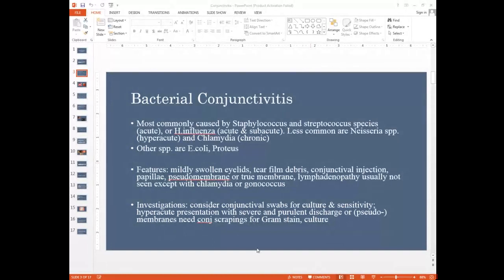The investigations include taking a swab of the conjunctiva for culture and sensitivity, and that is sent for Gram stain and culture. If you have any patients with severe and purulent discharge, they may need scrapings of the conjunctiva.